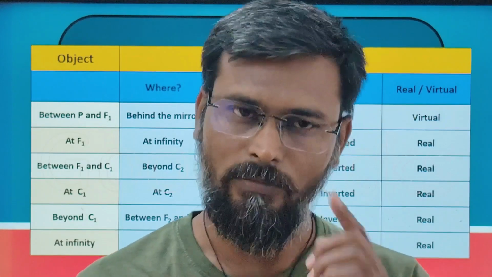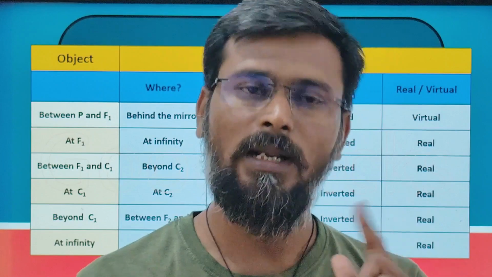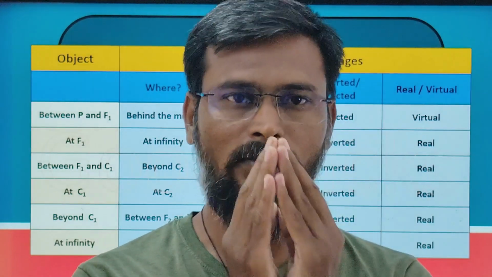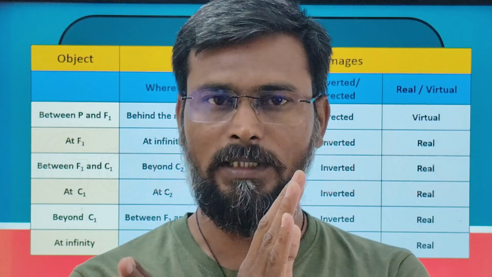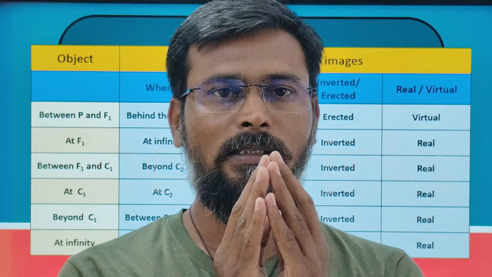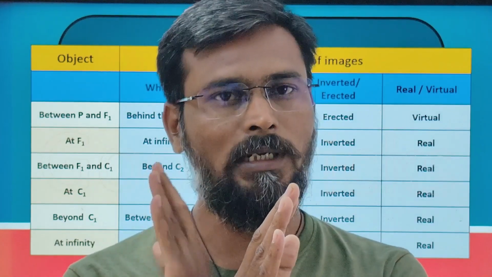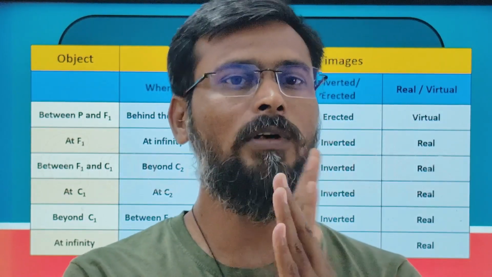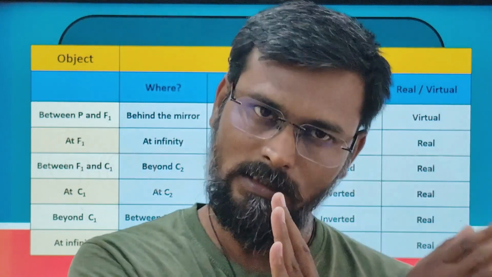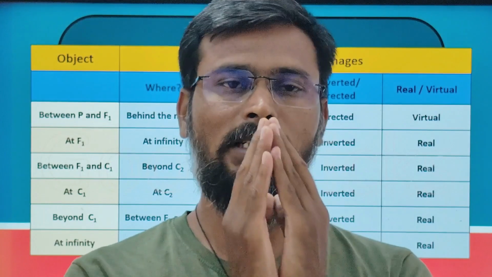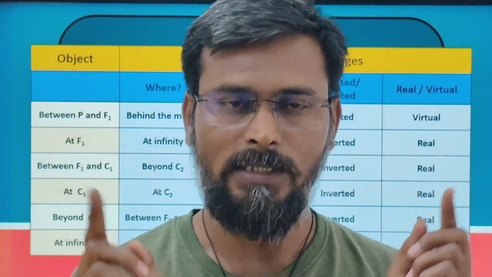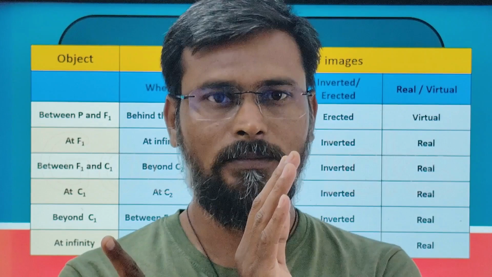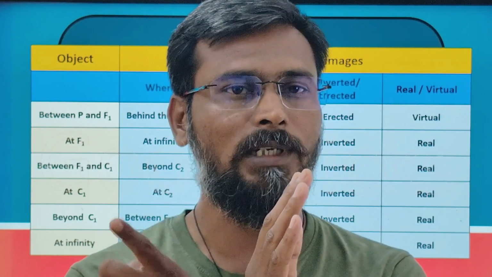Here, one doubt you may be having. What is this F1 and C1? For example, this is a convex lens and you are putting the object here. For a convex lens, you will have a focal point this side, and center of curvature this side. Similarly, you will have a focal point this side and center of curvature this side also. It means a convex lens will have 2 focal points and 2 centers of curvature. If I am putting the object here, then the focal point and center of curvature on this side, I should call F1 and C1. That's it.